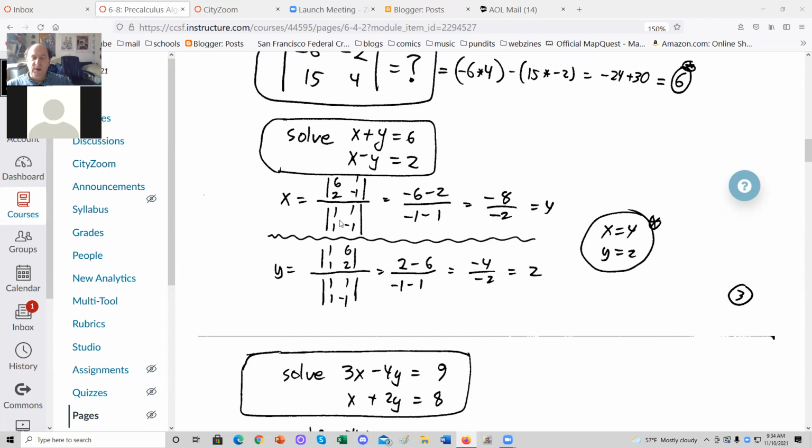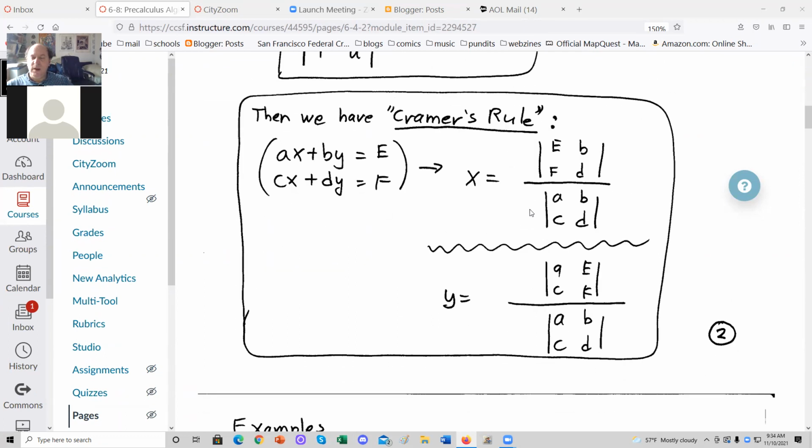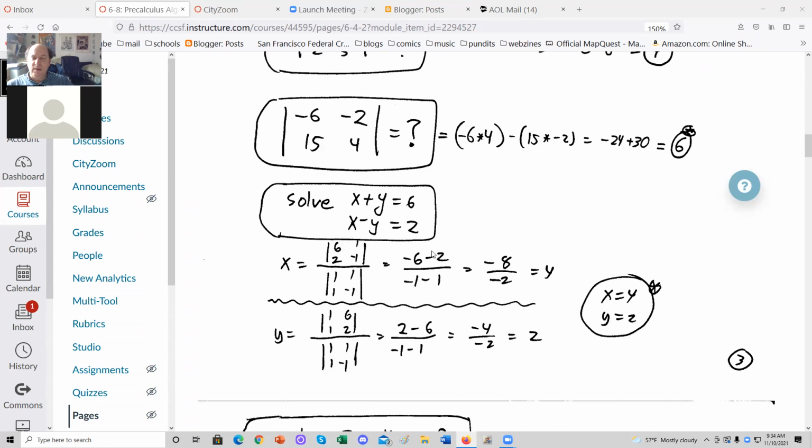And the beauty of this is, like I say, we just substitute into here and use the definition of determinant. And there's no algebra left after that. It's just a bunch of arithmetic.